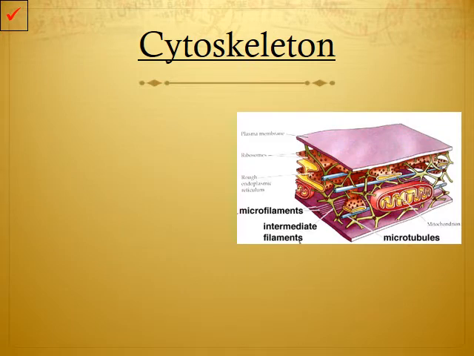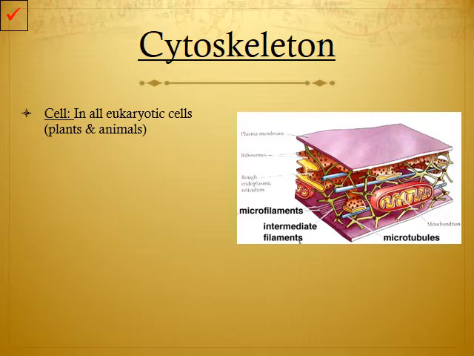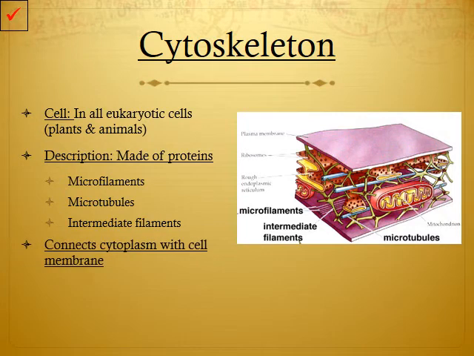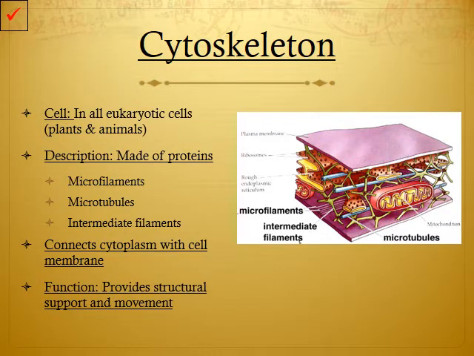Up next is the cytoskeleton. The cytoskeleton is found in all eukaryotic cells, both plants and animals. The description here is it's made up of proteins such as microfilaments, microtubules, and intermediate filaments. Now what this does is it connects the cytoplasm with the cell membrane. So this is going to be kind of the intermediate link, like a stitching, that is going to keep the cytoplasm and the cell membrane connected. And the function is it provides structural support and allows for some movement if needed.